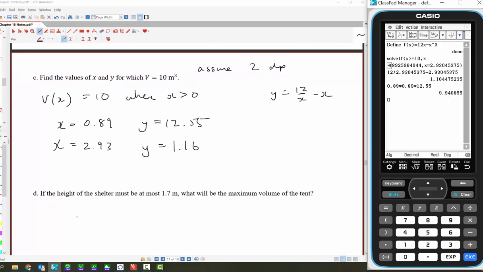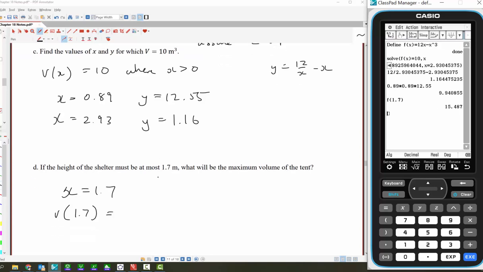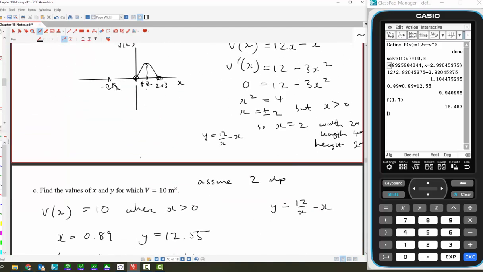All right, if the height of the shelter must be at most 1.7 metres, what will the maximum volume of the tent be? So that means x is equal to 1.7. And so therefore, all we'll do is v of 1.7, we'll put that into f of x on the calculator. So f of 1.7 is, that's the maximum volume we're going to get, 15.487 metres cubed. That's the best we're going to get if I'm allowed 1.7. Okay, so there you go.